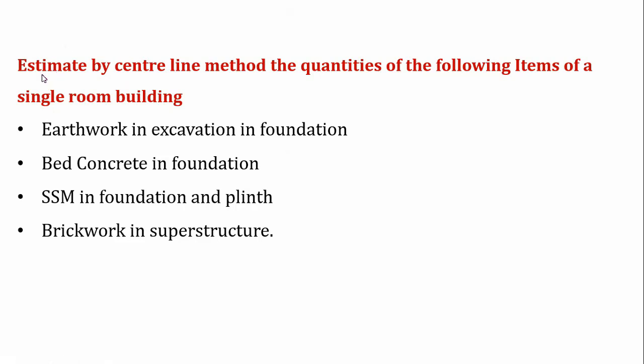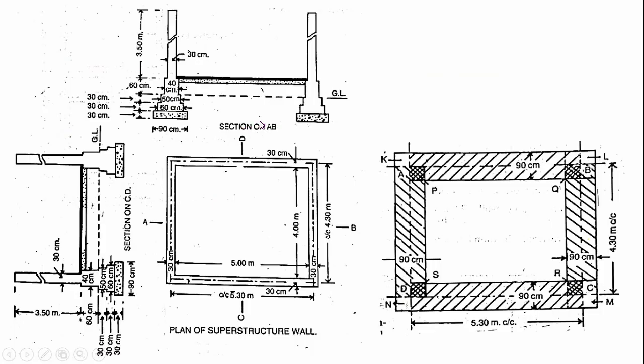So the question is, estimate by the centerline method the quantities of the following items of a single room building: earthwork excavation, bed concrete, stone masonry, side stone masonry and brickwork. These four quantities we will try to calculate now. So let us see the plan.